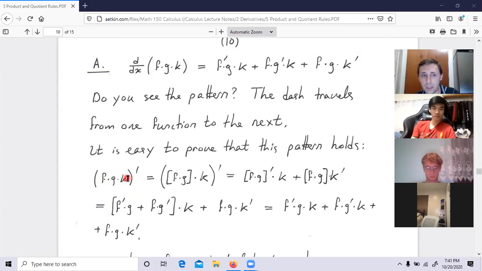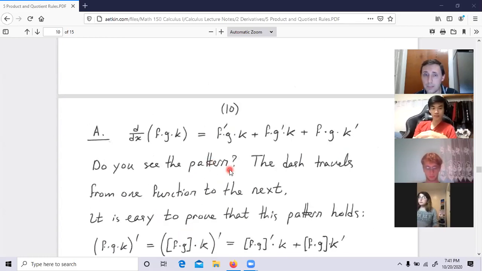Because for the derivative of three functions, I can group together two functions, and now I have the square bracket function times k. So the derivative is the product rule of those two functions: derivative of the first function times the second, plus the first function times the derivative of the next. And then I do the derivative of f times g, expand it, and simplify. And I get this pattern.